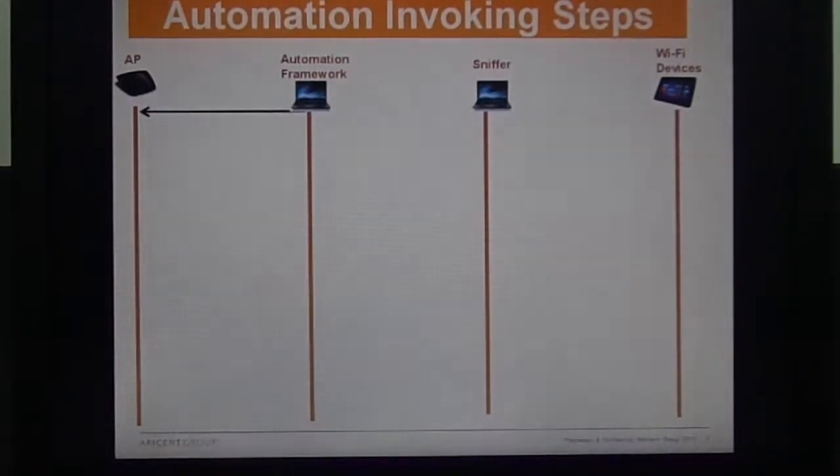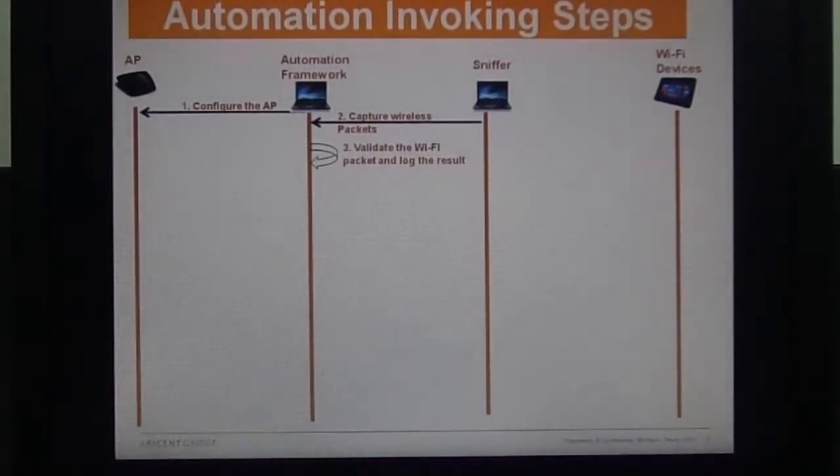So these are the invoking steps of the automation. First, the automation framework will trigger the AP for the Wi-Fi configuration setting. Here I am calling my Ruby script to automate the GUI of the AP side web page. After that it will throw some wireless packets, which are beacon packets. With the help of the sniffer I am capturing all those packets, and then the automation framework will validate some parameters in that packet, and based on the validation it will log the result.